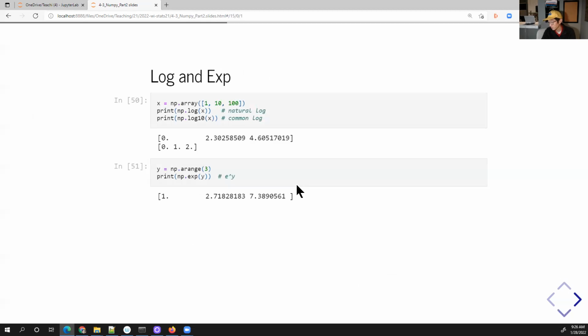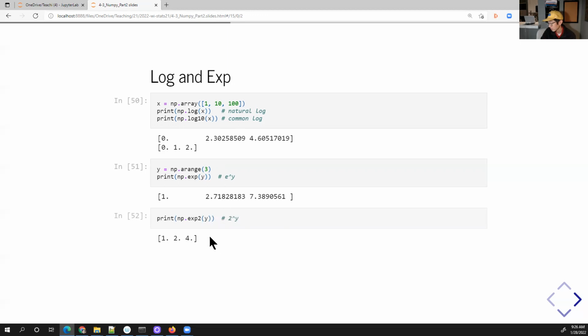The exponent functions and log functions also behave exactly as we would expect. Here I've got 1, 10, 100. The log function is always the natural log, so we would get 0, 2.3, 4.6, whereas you can call for the common log with numpy.log10, and you'll get 0, 1, 2. You can also ask for the exponentiation, the e function, so you can do numpy.exp on any values, and 0, 1, 2 gives us 1, e, and e squared.